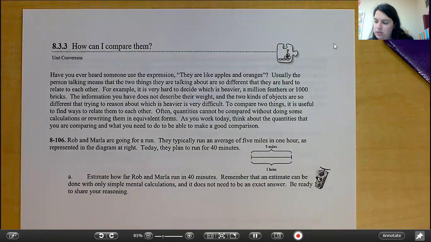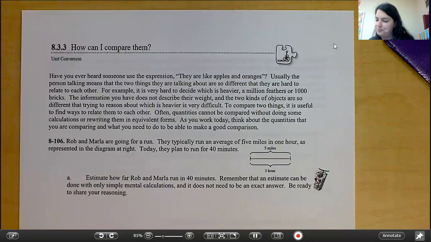For example, it is hard to decide which is heavier, a million feathers or 1,000 bricks. The information you have does not describe their weight, and the two kinds of objects are so different that trying to reason about which is heavier is very difficult. To compare two kinds, it is useful to find ways to relate them to each other. Often, quantities cannot be compared without doing some calculations or rewriting them in equivalent forms. As you work today, think about the quantities that you are comparing and what you need to do to be able to make a good comparison.